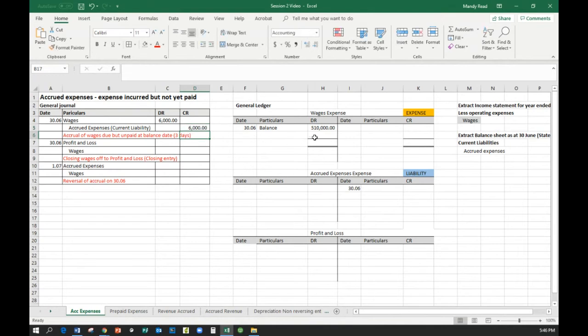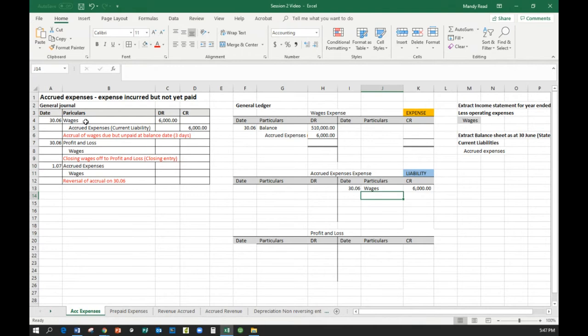So we need to go to the wages account, and on the debit side, we are going to put $6,000. The name of the account on the other side of the equation is accrued expenses, your accrued expenses current liability account. We're now going to go into the accrued expenses account, and on the credit side, we're going to put $6,000. Of course, the name of the account on the other side of the equation is wages. We're going to put in wages.